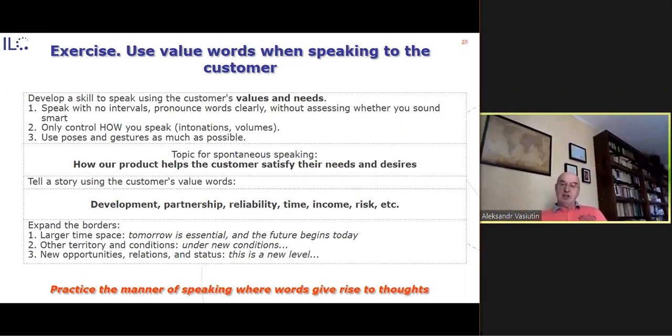For instance, he may become an expert, or his income will reduce, he will mitigate all the risks of decision making, and you need it not only today but tomorrow and the day after today, tomorrow. And this way you actually expand the borders and you create the additional benefits, and practice the manner of speaking where the words give rise to thoughts. And as this legal policy offers additional opportunities, this is a new level of professionalism, and a person gets more opportunities in what he does.